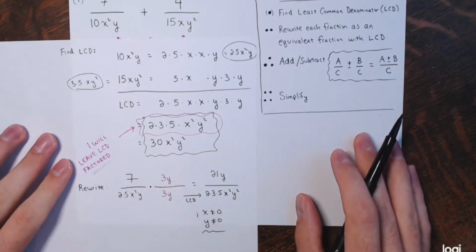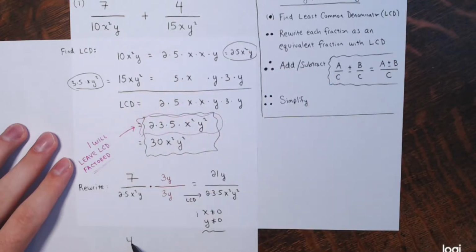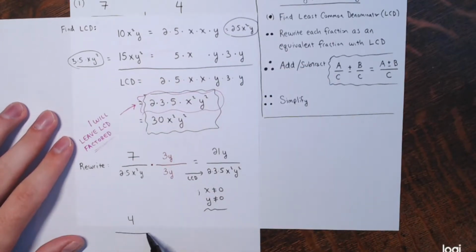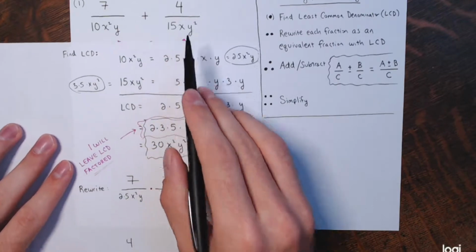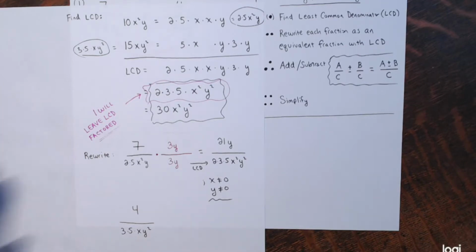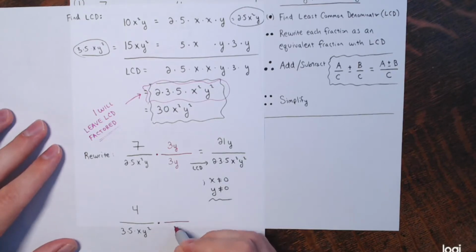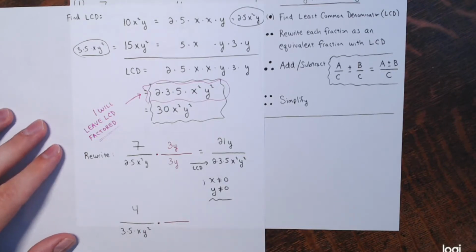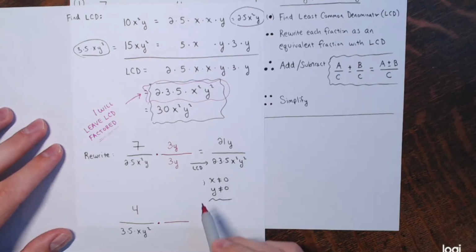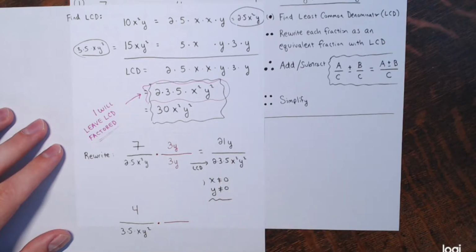Okay. Alright, so now the second fraction, the one we're adding, we have 4 over 15xy squared, which was 3 times 5 times xy squared. And same deal. I'm going to multiply the numerator and denominator of this fraction by the same expression so that the denominator becomes this LCD. And that way the fractions will have the same denominator.